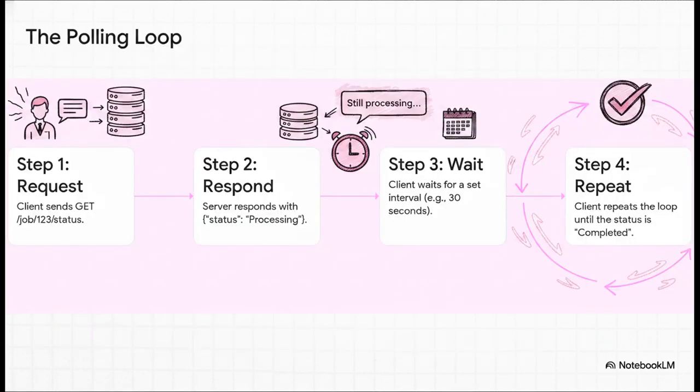And this slide right here, it perfectly illustrates what's sometimes called the polling trap. Look at the loop. The client sends a request asking for the job status. The server just says, nope, still processing. Then the client has to wait for a fixed amount of time, let's say 30 seconds, and then it asks the exact same question again. This loop just keeps going, creating traffic, until finally one of those requests gets the magic completed response.